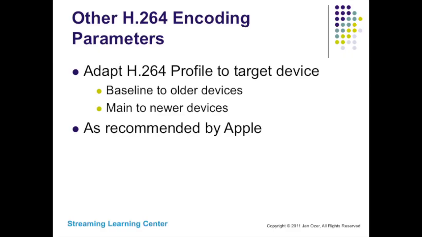And then in terms of other H.264 encoding parameters, what we saw Apple tell us is that you need to change the profile that you're using when you're encoding to customize it to give the highest possible quality for all devices you're serving. Baseline profile to older devices that can't play anything else, but you want to switch to the main profile for newer devices because that gives you better quality.